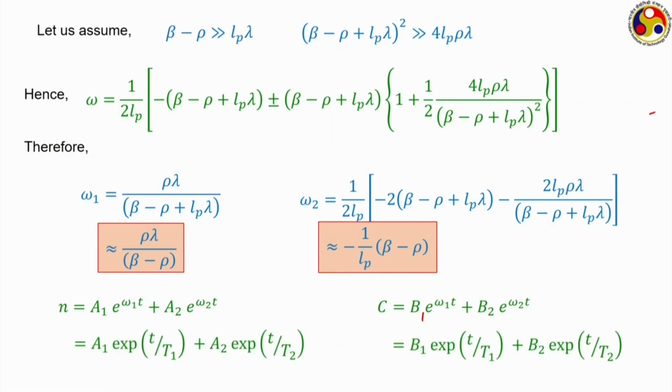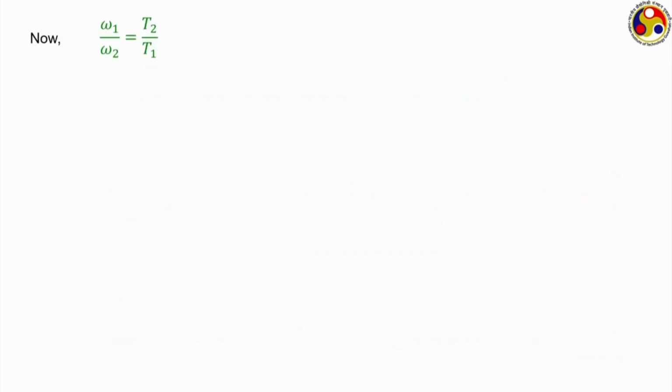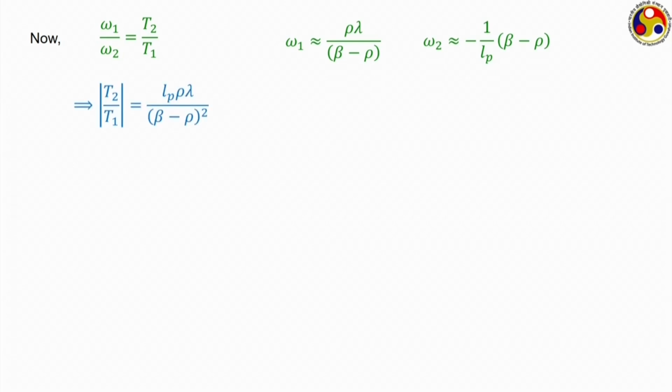And we can also write this in this particular form, where instead of omega we are writing 1 by capital T, where capital T is the corresponding time period. Omega again we thought of as the frequency or the angular frequency, and capital T is the corresponding time period for this. Now, omega 1 upon omega 2 then has to be equal to T2 upon T1. These are the expressions for omega 1 and omega 2 that we derived shortly before, and if we put those expressions, then T2 upon T1, the magnitude of that, comes to be LP rho lambda by beta minus rho whole square.